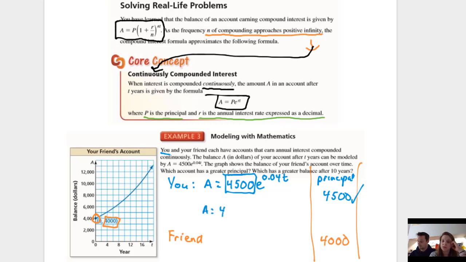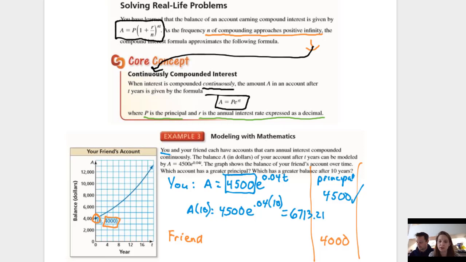So we're going to put this formula in our calculator. e to the, times 10. And we get approximately 8,713.21. Okay, so here's one thing I should have written: A of 10. All right, so that's the amount we have after 10 years. This is a function of t.